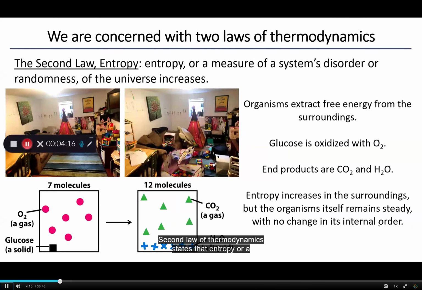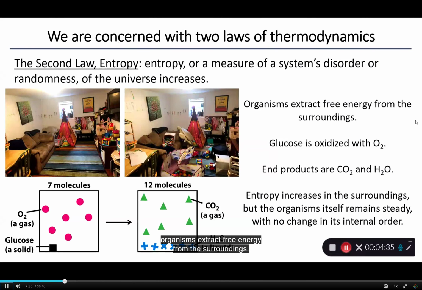The second law of thermodynamics states that entropy, or a measure of a system's disorder or randomness in the universe, increases. And so chemical reactions and other types of energetic reactions will tend towards a state of chaos or increased entropy. And so, for example, organisms extract free energy from the surroundings. So we extract glucose from our surroundings. And then we oxidize that with oxygen. The end products that are formed are carbon dioxide and water, and also heat.